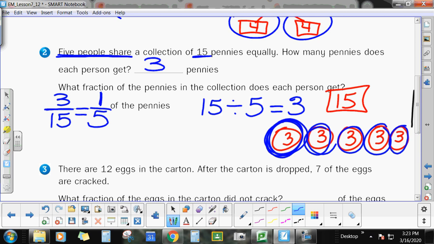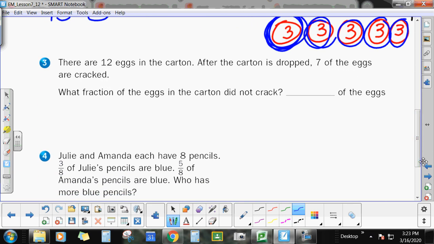All right, looking at number 3. There are 12 eggs in a carton. After the carton is dropped, 7 of the eggs are cracked. What fraction of the eggs in the carton did not crack?